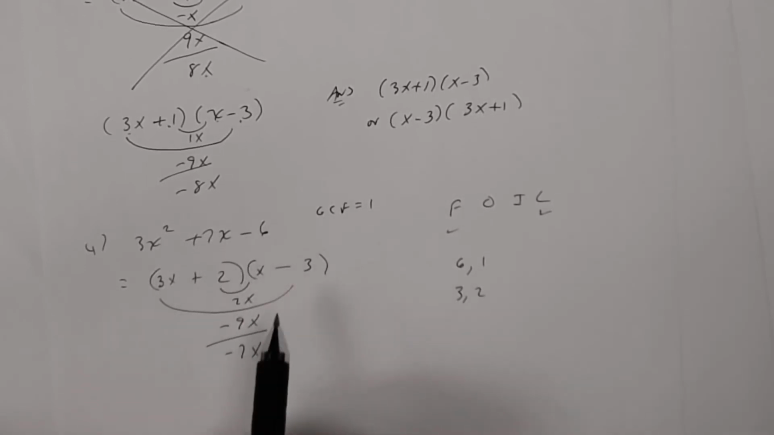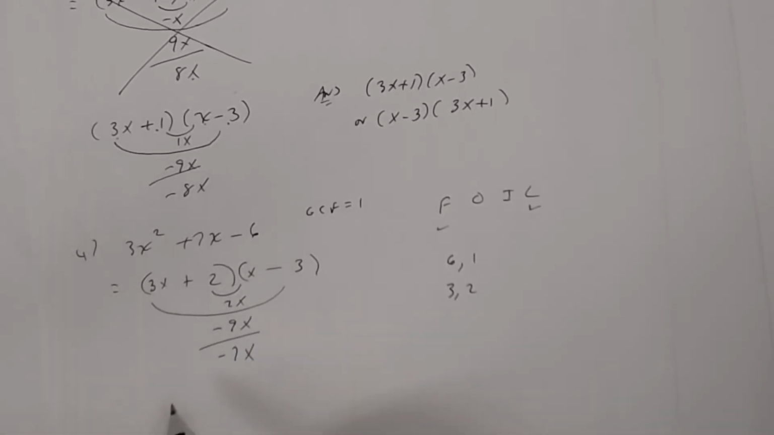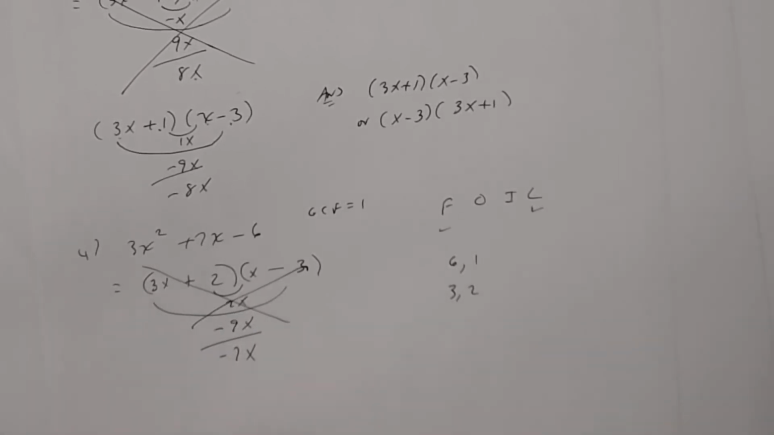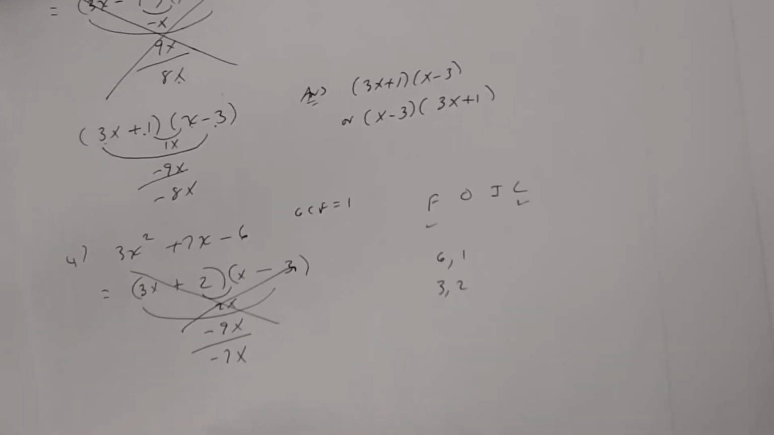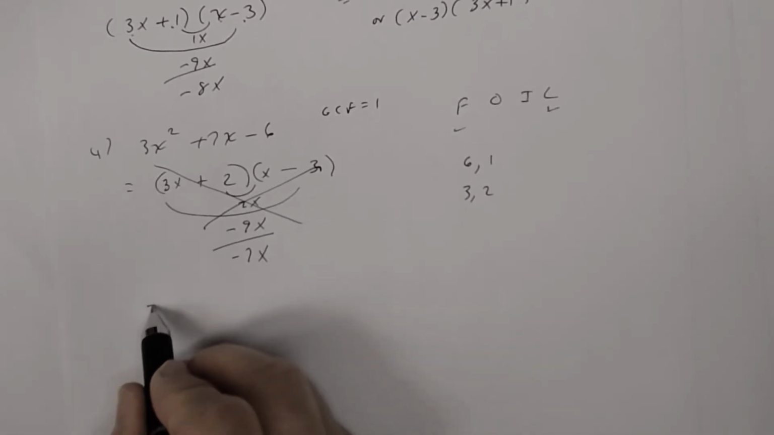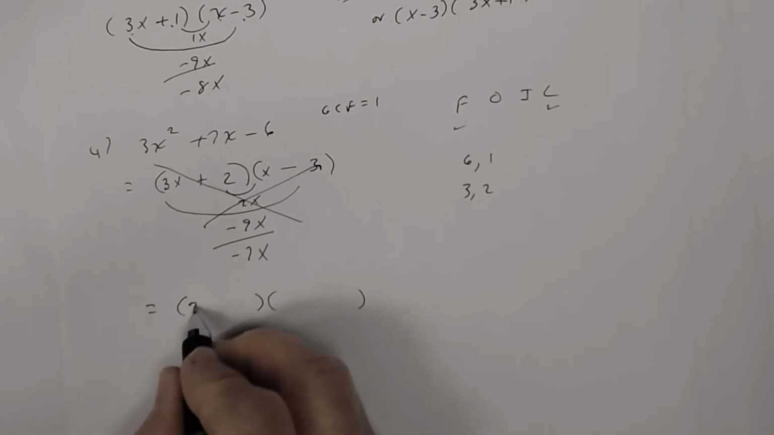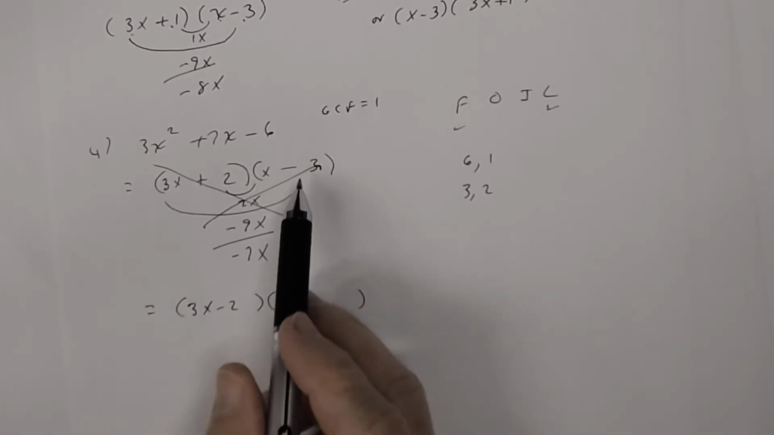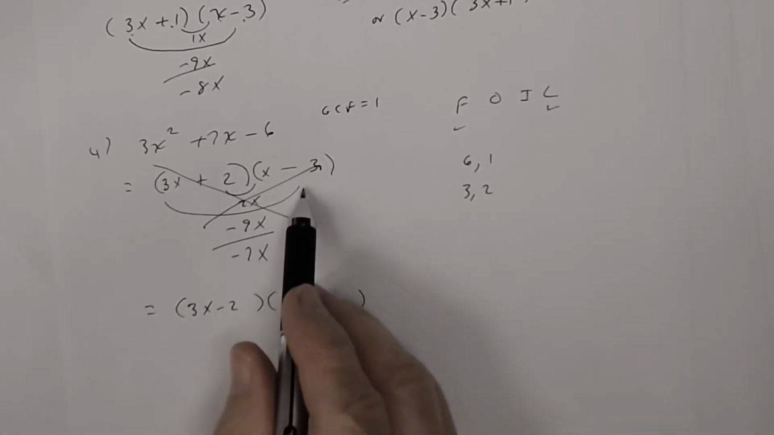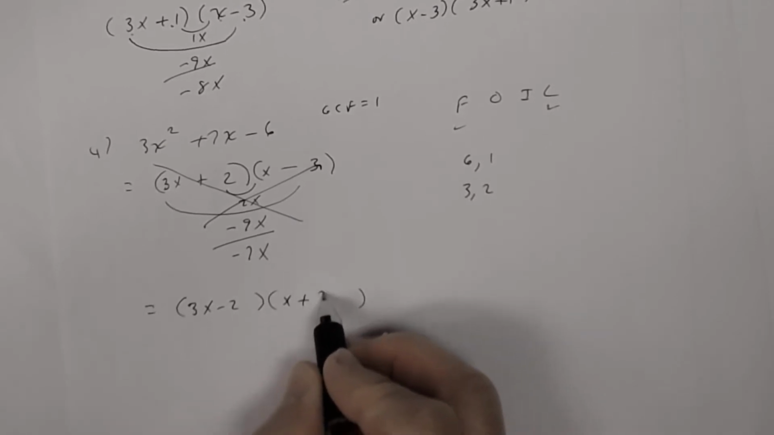But this and this are opposites. Since those are opposites, what does that mean you do to get the correct factors? All that means is that you just change the signs. So this is not going to work, so I'm going to cross that out. Then I'm almost there. The answer, instead of 3x plus 2, you're going to say 3x minus 2. And instead of the factor being x minus 3, it'll be x plus 3.